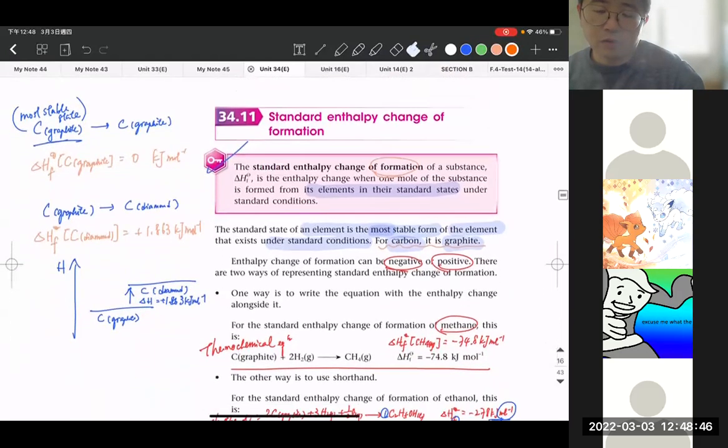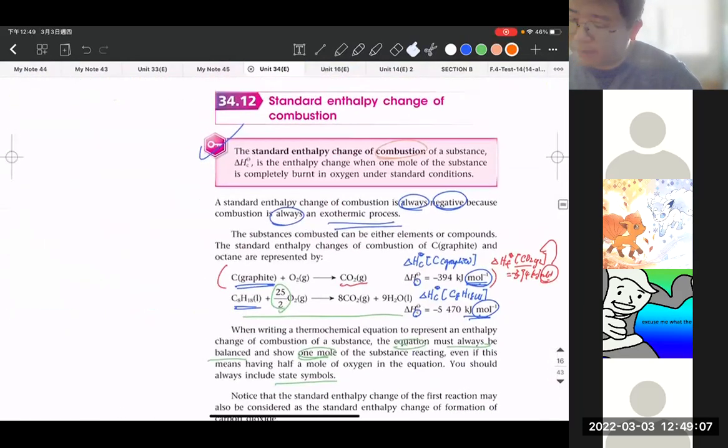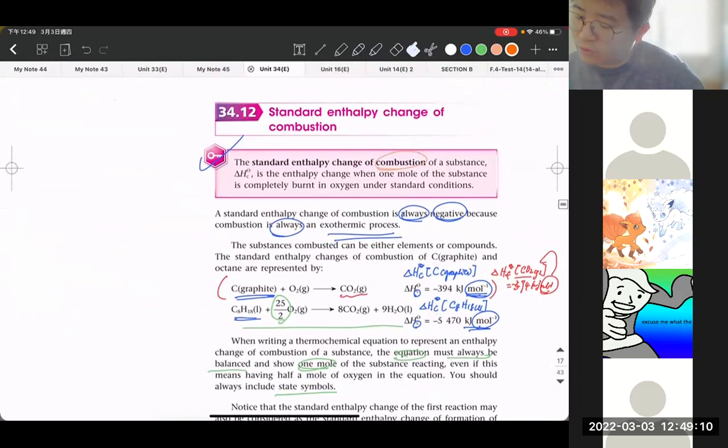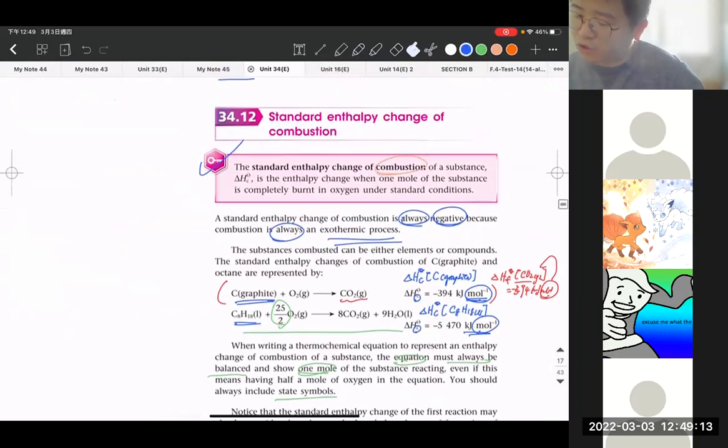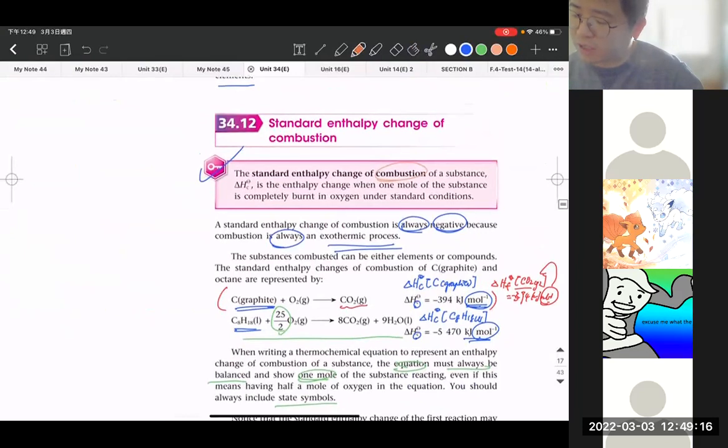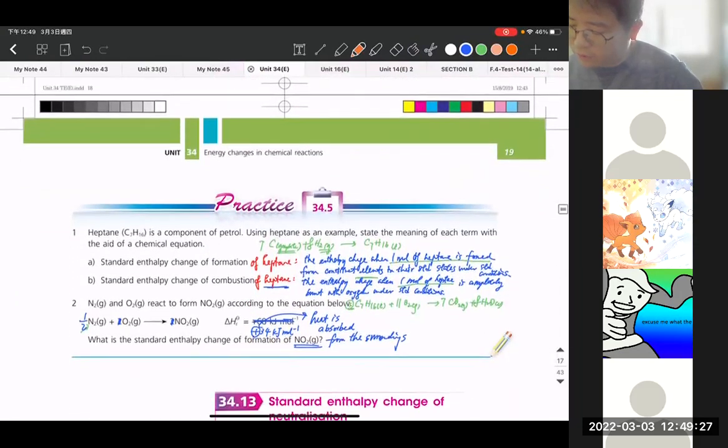Let's take a look at the first one. It depends on the condition. For the formation, you are going to write the equation such that one mole of substance is formed from its constituent elements in the standard state under standard condition. This is the first requirement. The second requirement is on combustion. Combustion usually refers to the reaction between the fuel and oxygen, where the fuel is burned in oxygen completely under standard condition.